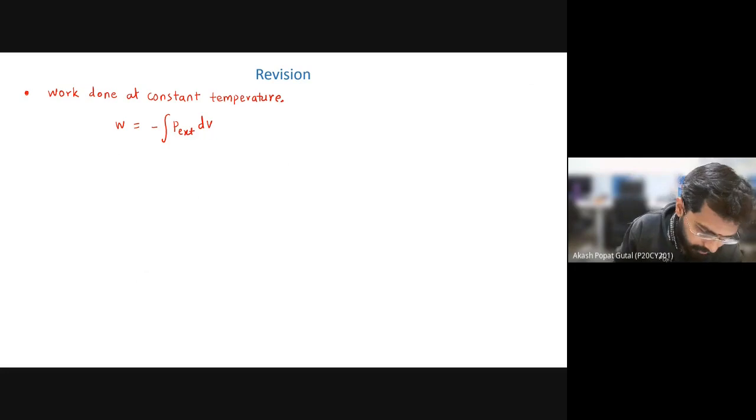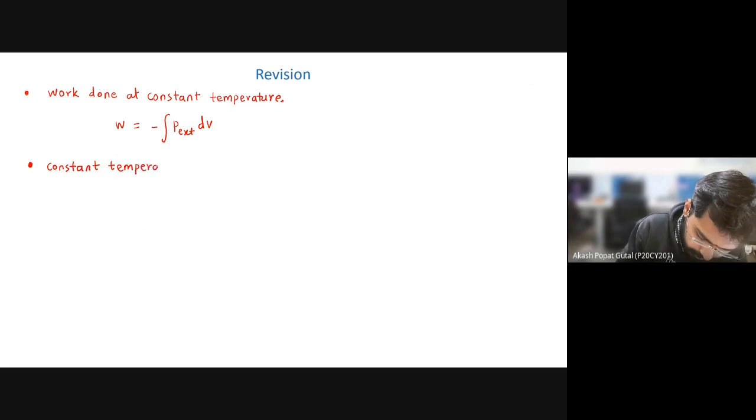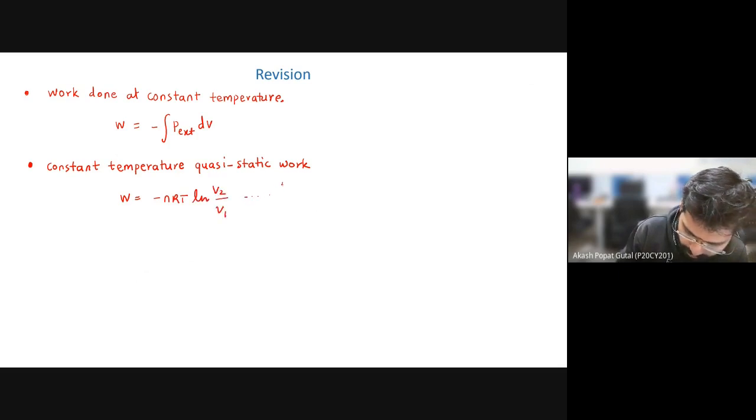And then it was followed by constant temperature quasi static work, which can be given as W is equal to minus nRT ln V2 by V1, which is also called isothermal reversible process.